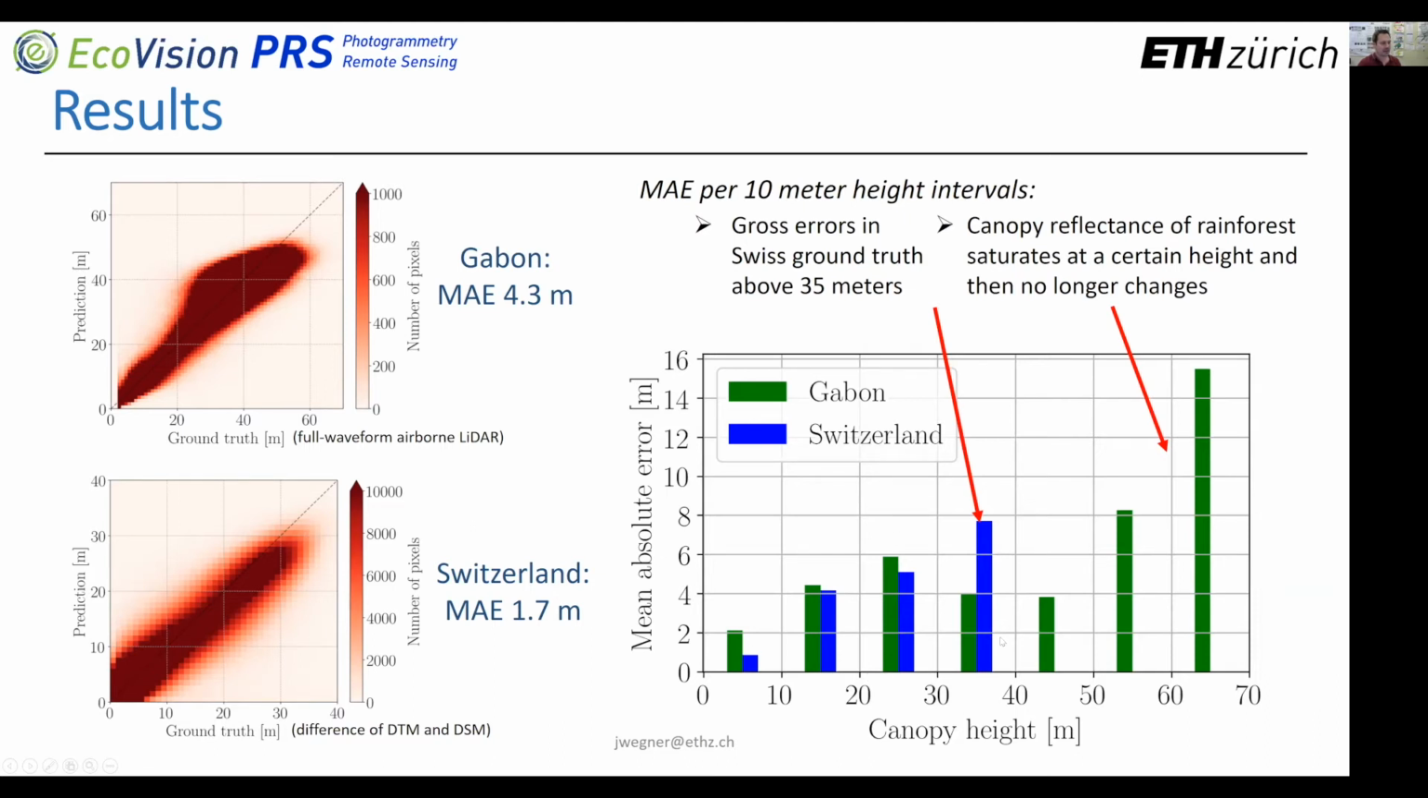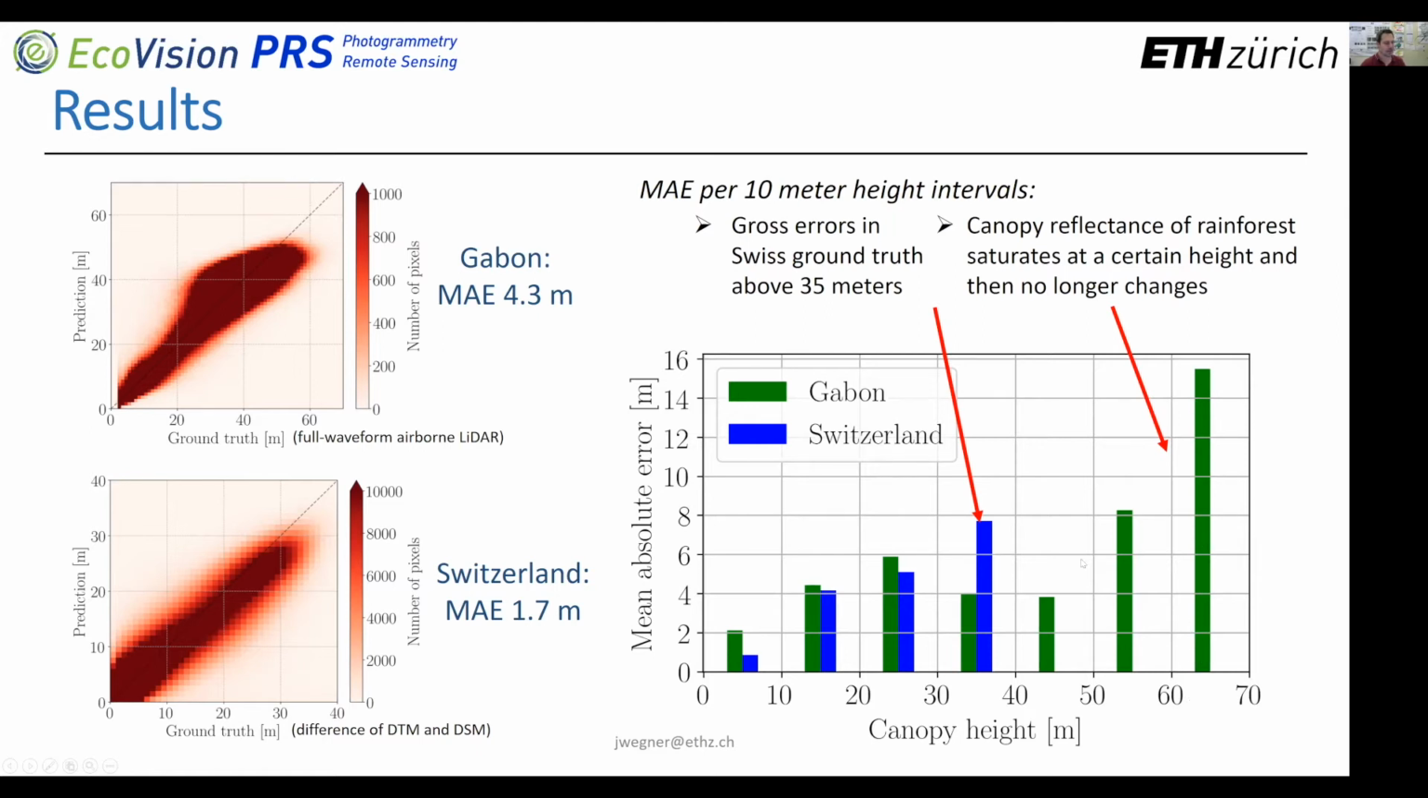We can see that when we go further up in Gabon, above 60 meters, there's not much we can learn with our model. The signal that we get from the canopy top is saturating, and we make very large errors, up to plus minus 60 meters for trees above 60 meters.